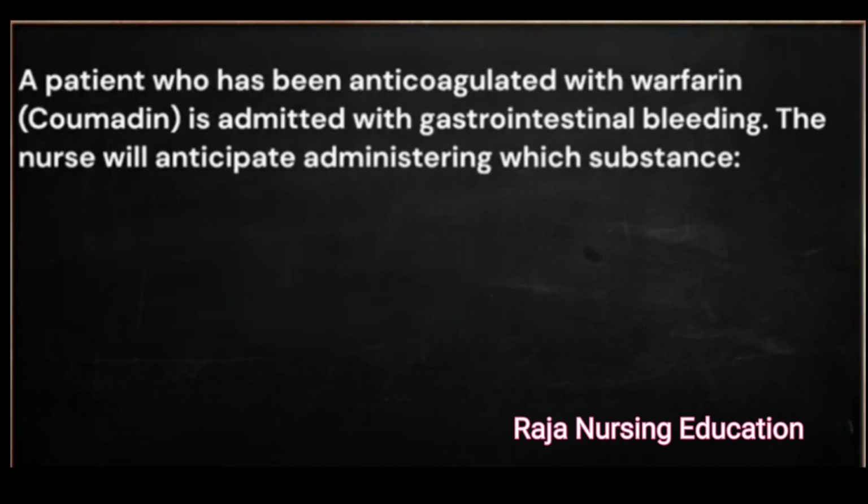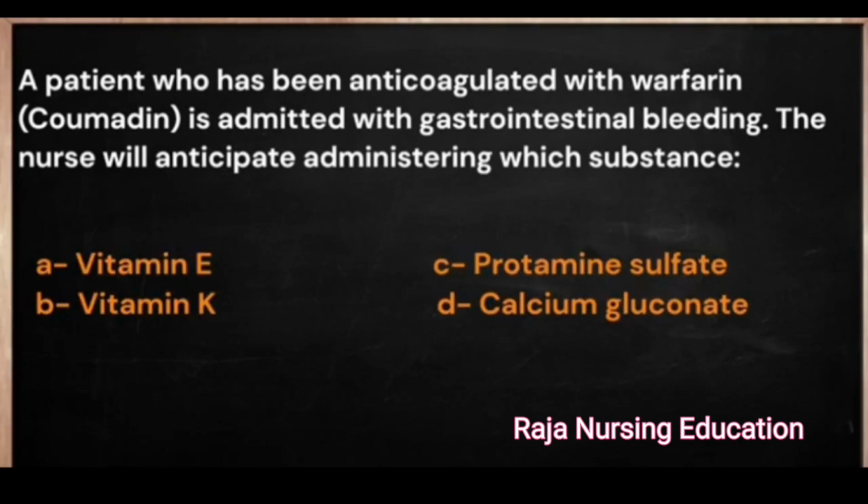A patient who has been anticoagulated with warfarin is admitted with gastrointestinal bleeding. The nurse will anticipate administering which substance? A. Vitamin E, B. Vitamin K, C. Protamine sulfate, D. Calcium gluconate. The answer is B. Vitamin K.